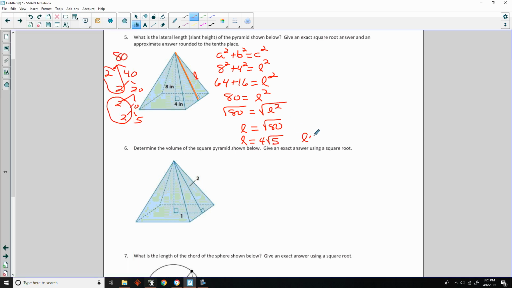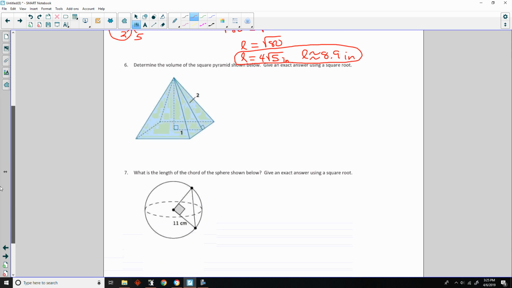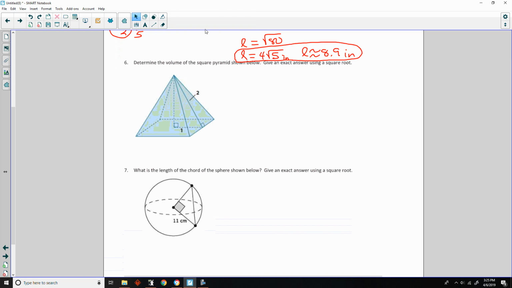So L is approximately 8.9 inches. And this should say inches as well. So there is our approximation and our exact. Okay.